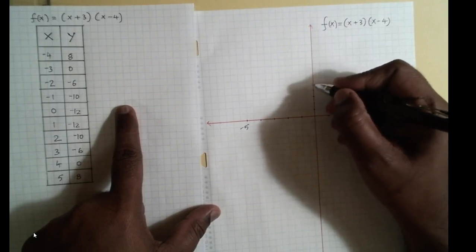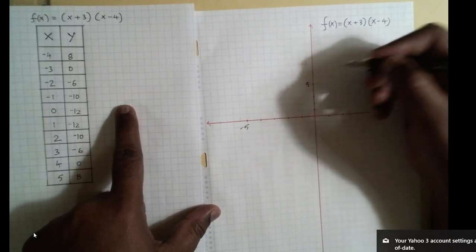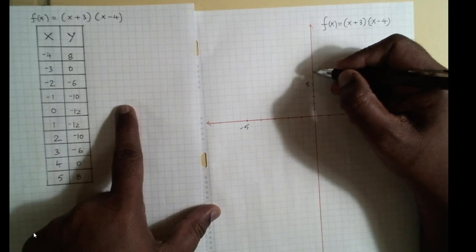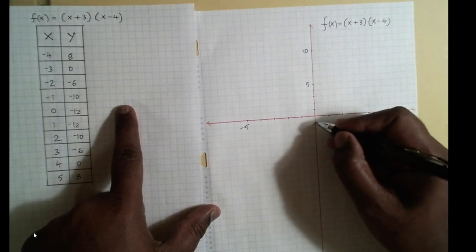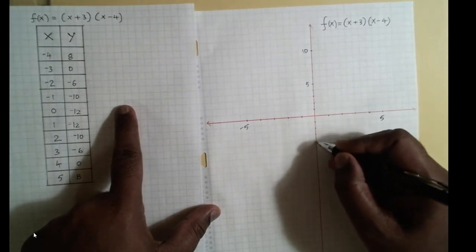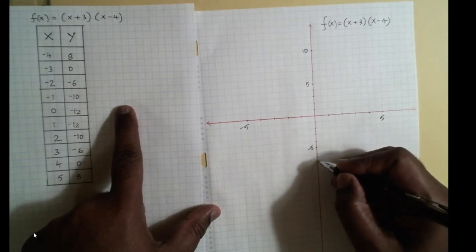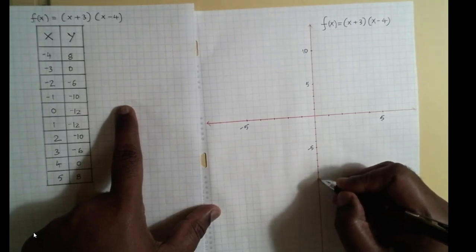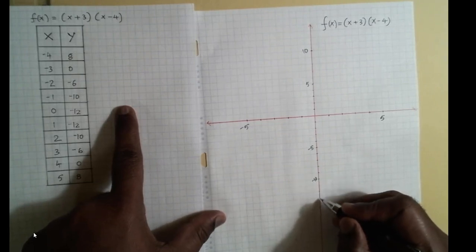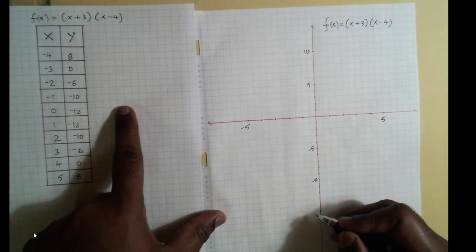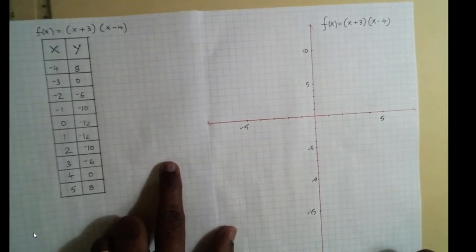5, this is 5, 6, 7, 8, 9, 10, and down 1, 2, 3, 4, 5, -5, 1, 2, 3, 4, 5, that is -10, then 1, 2, 3, 4, 5, -15. Okay, let us quickly enter these numbers.